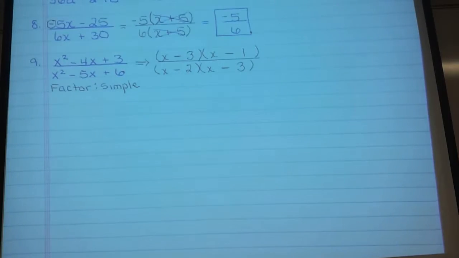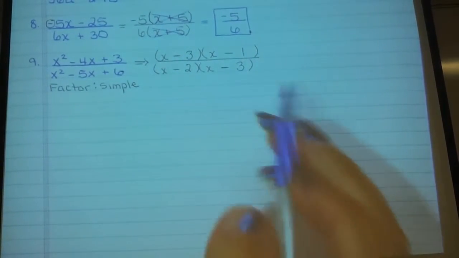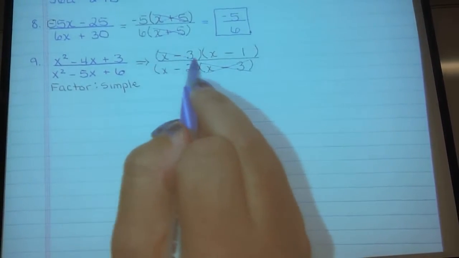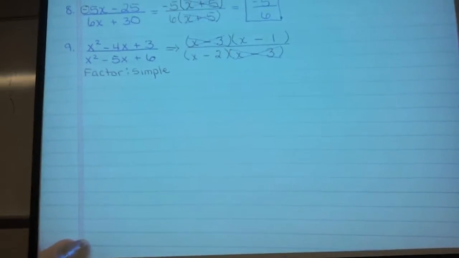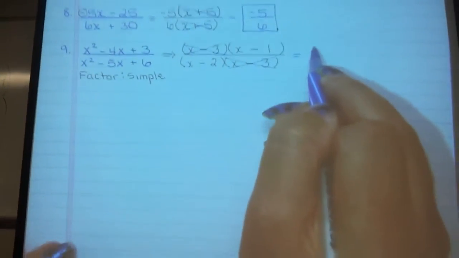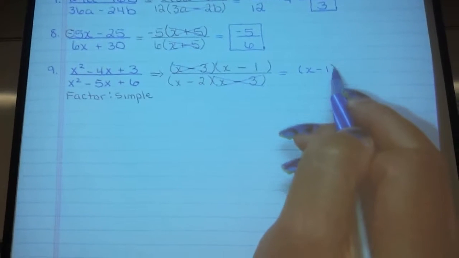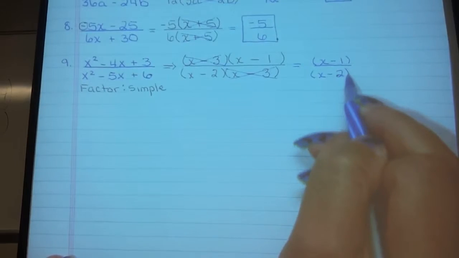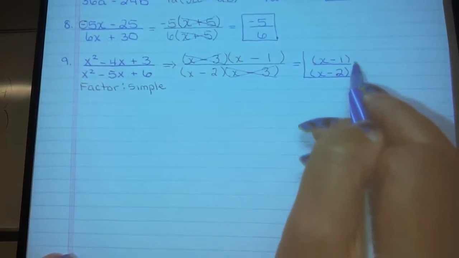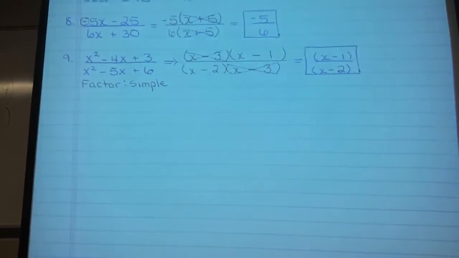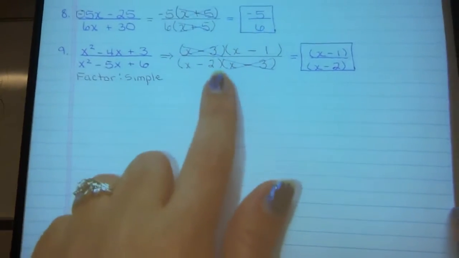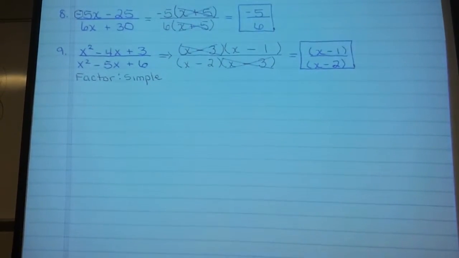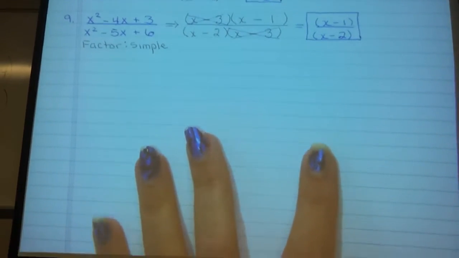So do you see a common expression on top and bottom? x minus 3. As long as one is on top and one is on bottom, they can cancel because they just really equal 1. So on top, I'm left with x minus 1, and on the bottom, I'm left with x minus 2. Two different expressions, you cannot simplify those. So that is your final answer. I'm hoping you know how to do all the factoring. This part is just a review, and the new part is just learning how to cancel two things that are the same.